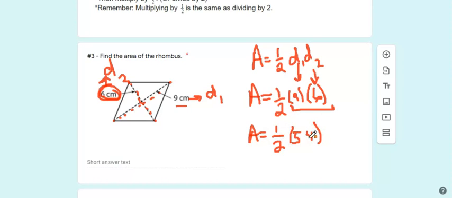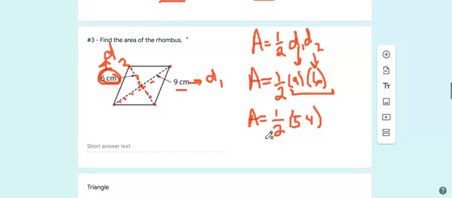So I could do 1/2 times 54, but remember, multiplying by 1/2 is the same as dividing by 2. If I want 1/2 of 54, I could just take 54 and cut it in half. And cutting it in half is like dividing by 2. So 54 divided by 2, you should get 27. Okay, so my area is 27, and because this is area, this is square units, so this would be centimeters squared. Because it's a Google form, just put the number in, just put in 27.